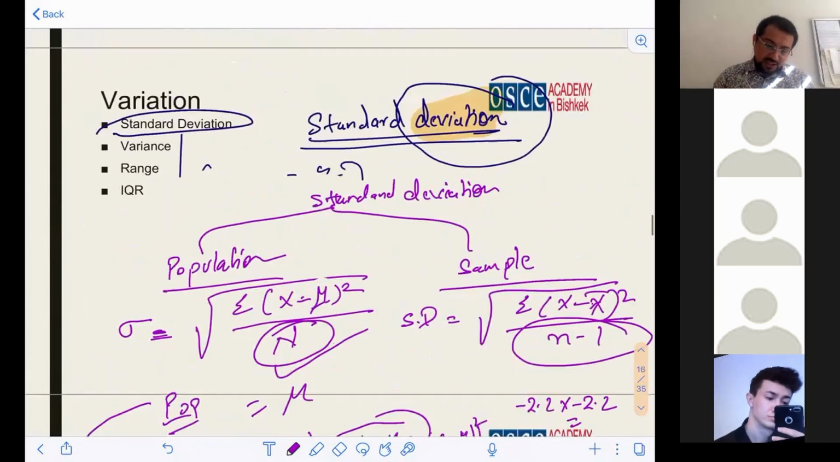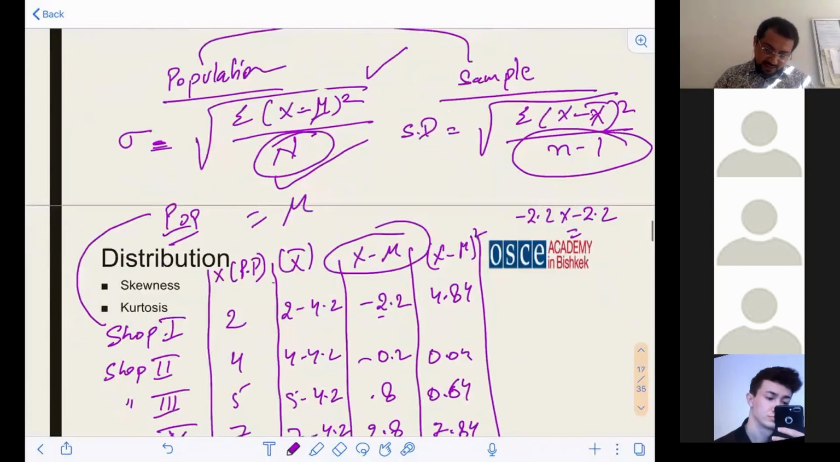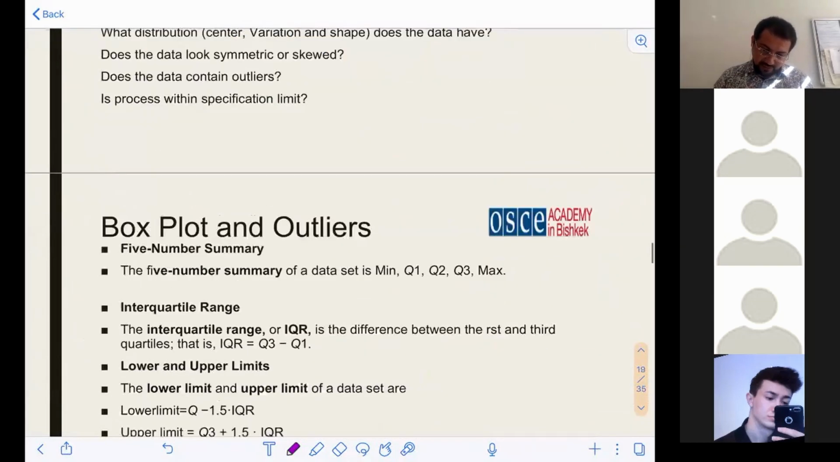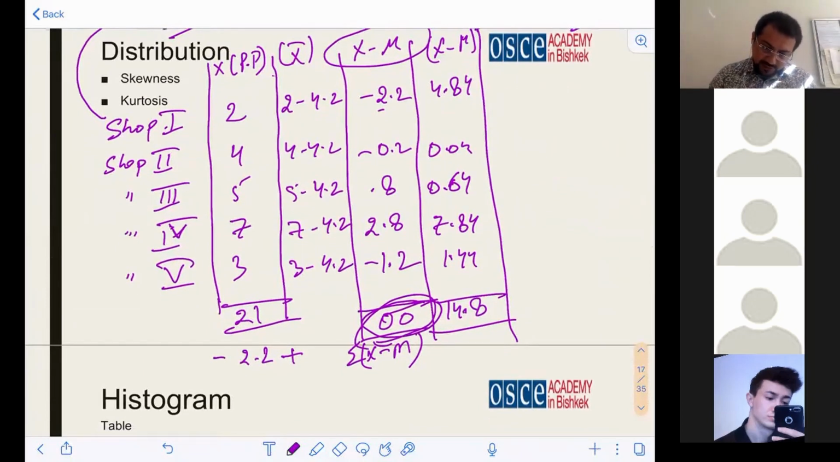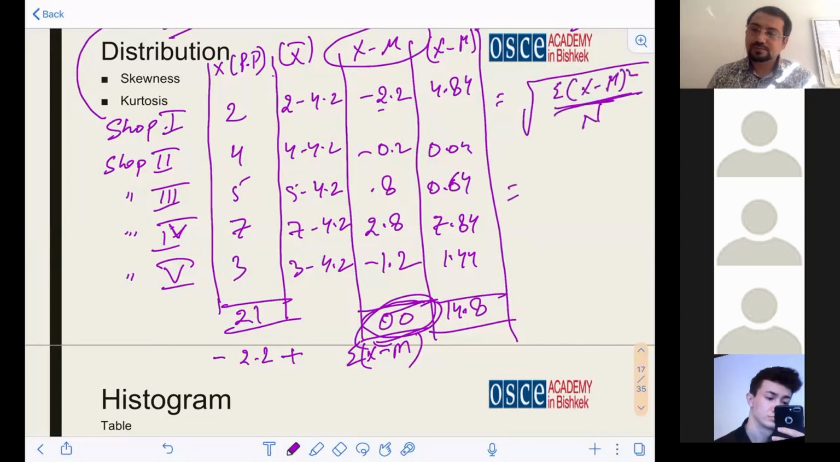14.8. Look at the formula. I think I need space. Can I write here somewhere? Okay, let me continue here. So my formula for standard deviation is the square root of sigma x minus mu whole square divided by n. So now I got this: 14.8 divided by the number of observations, 5, and I'm going to put a square root.